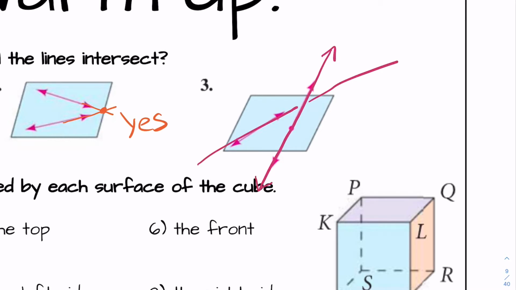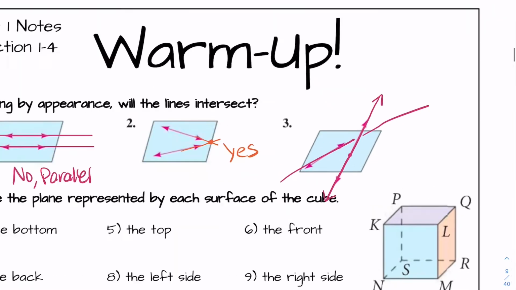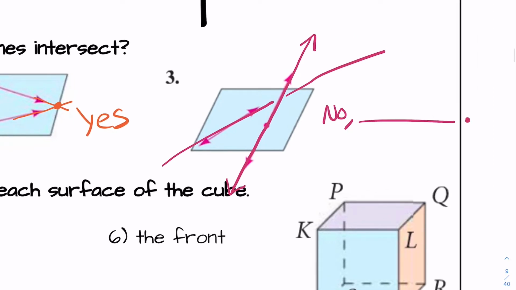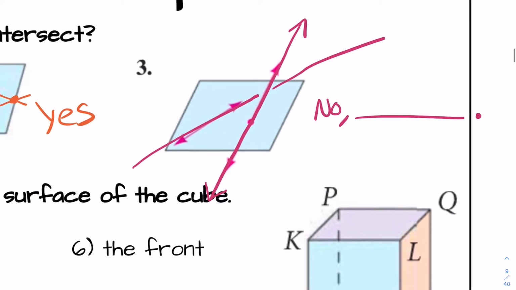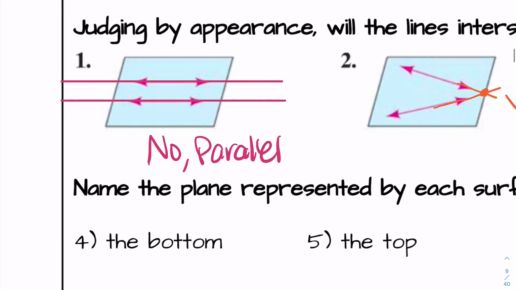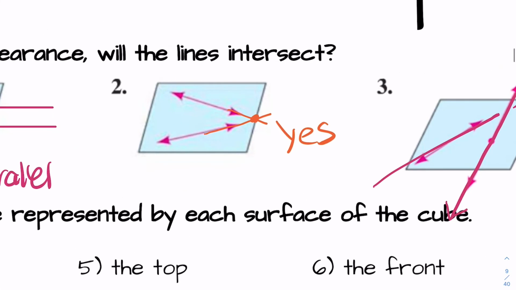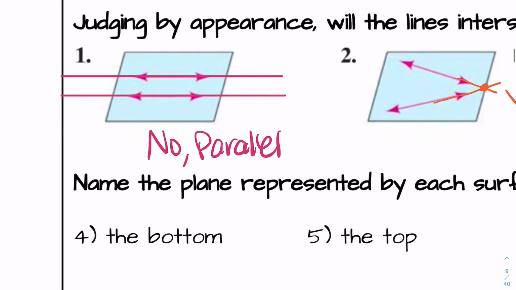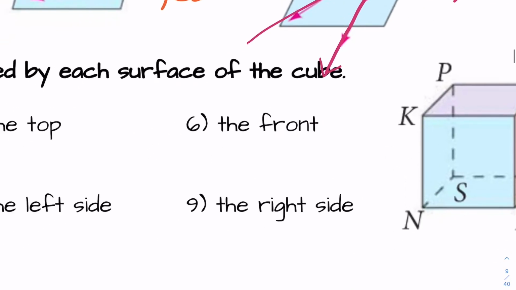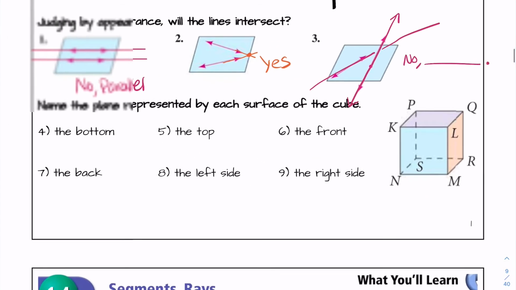And so we're going to say no, and we don't have a reason yet, but that is going to be part of our lesson today. So no, and once we know the word for what this is, because they're not parallel, they don't intersect. So they don't intersect, but they're not parallel, and there's a word for that. So we'll get to that in a little bit.